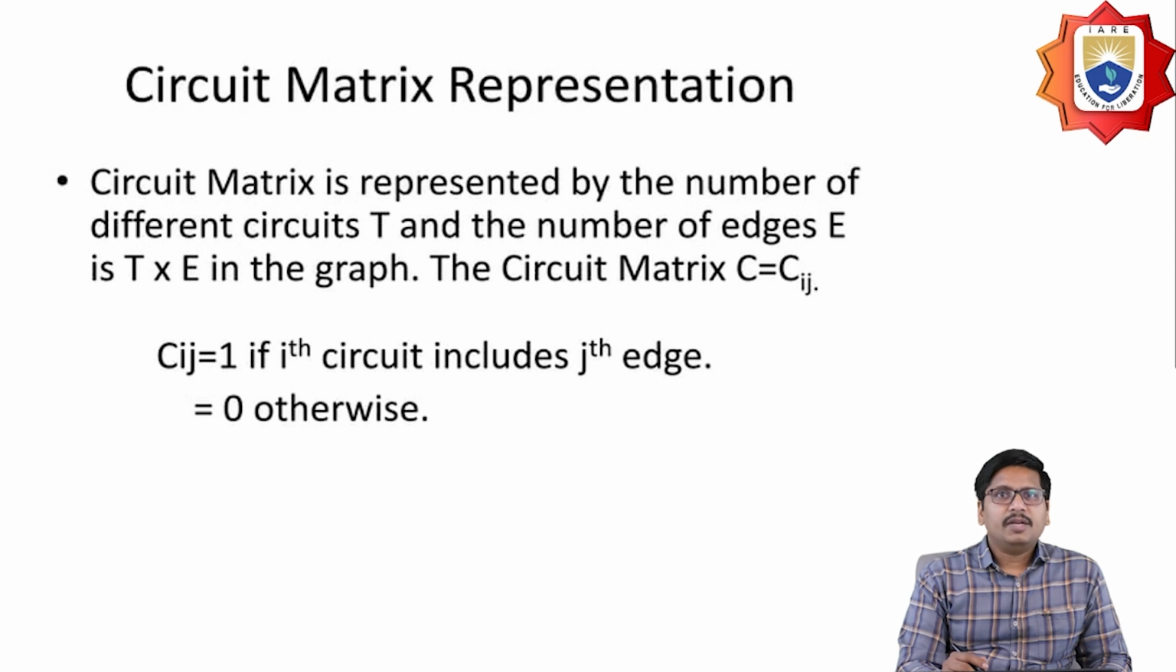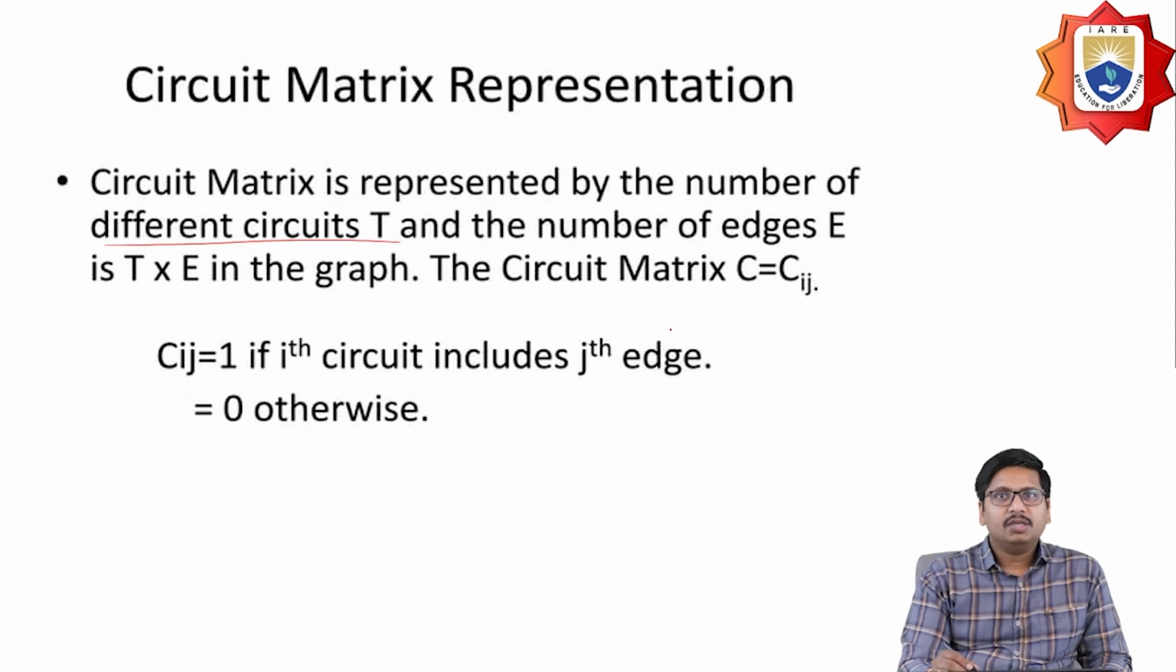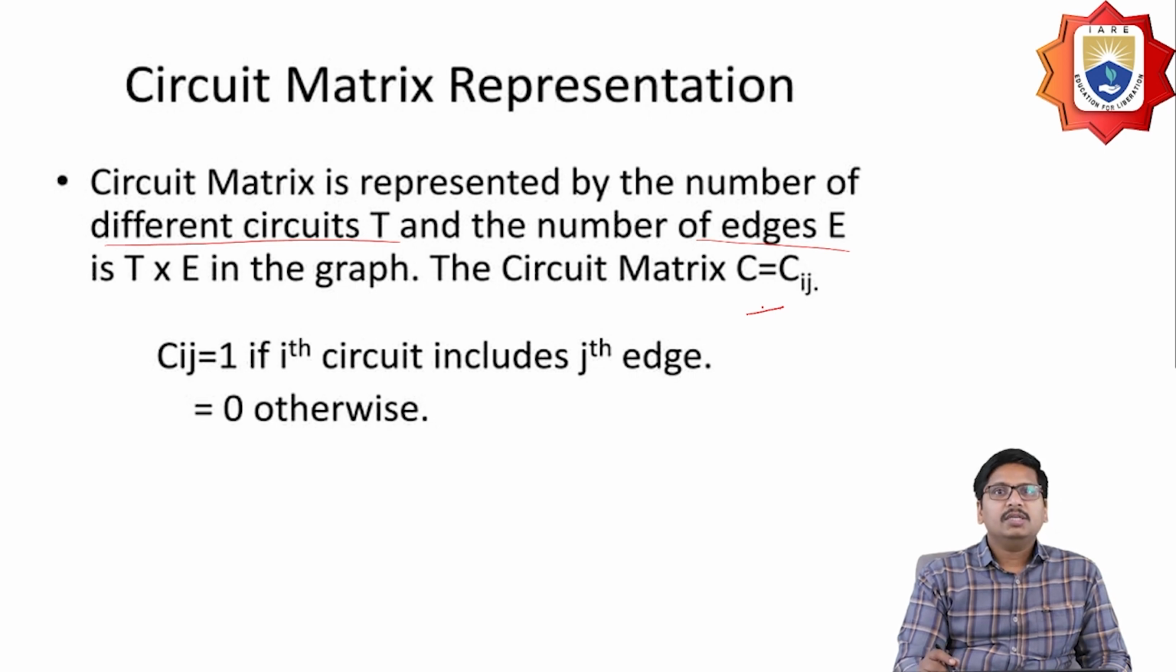Next one is the circuit matrix representation. It is represented by the number of different circuits t and the number of different edges e, so it is t by e, and the matrix is given by C equal to C i j. That should be 0, otherwise it should be 1 if the circuit i includes the edge j.